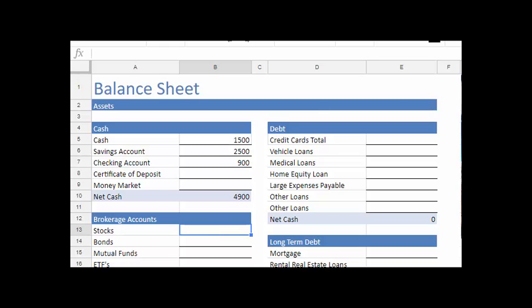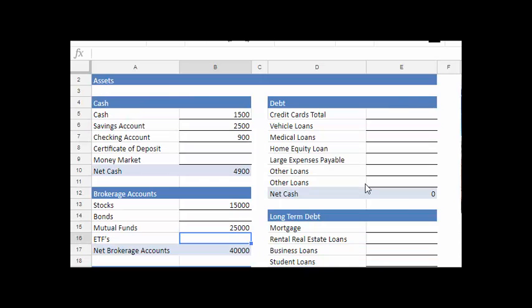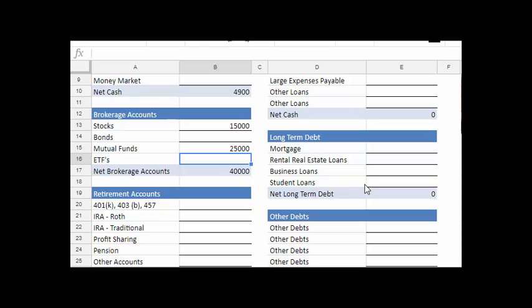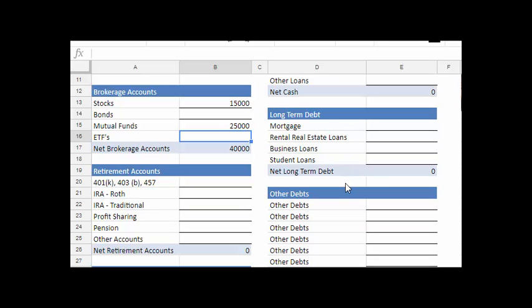Next up are your brokerage accounts, and we'll put them in this next section. These are after-tax accounts, so this is not where we'll put our 401k stuff or retirement plans. So if you own a few stocks, you can put down the value of the stocks here. And you may have some bonds or some mutual funds. If you have mutual funds, go ahead and put them in here. Any ETFs, you can put them in there, and it will total up your total for your brokerage accounts.